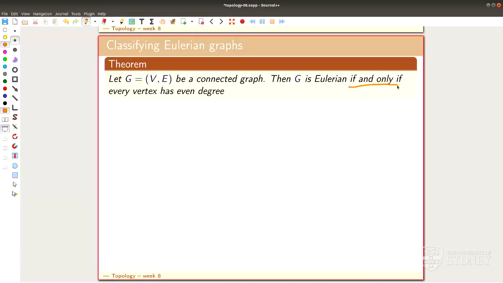Think back for something like 5 minutes. At least to me, it looked almost impossible to check whether a graph is Eulerian or not. I could show you the picture of the path again.